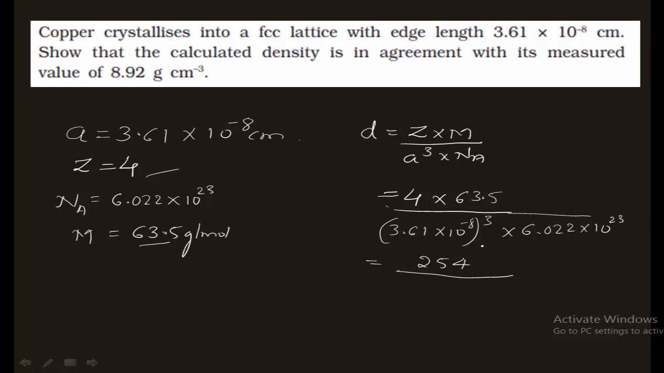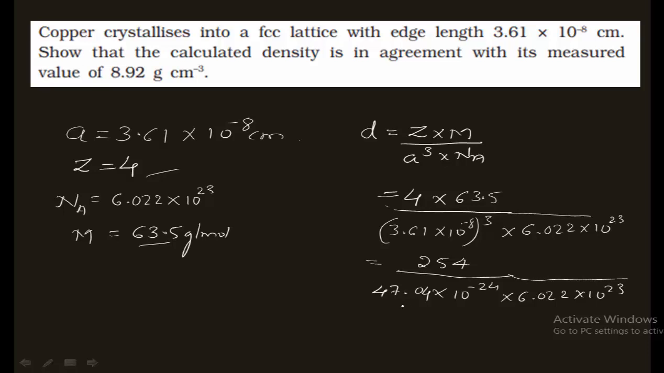and here 10 raised to minus 8 cube is nothing but 10 raised to minus 24. Simply we will multiply 8 into 3. So minus 8 into 3 is minus 24, and 3.61 cube will gives 47.04 into 6.022 into 10 raised to 23.